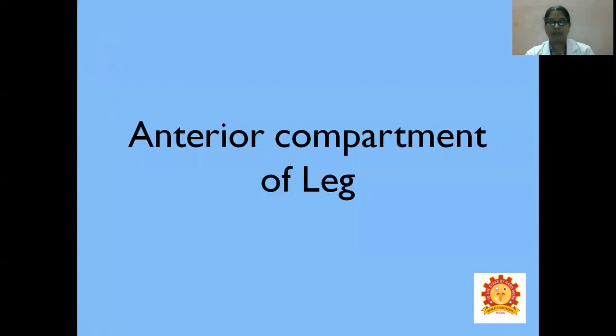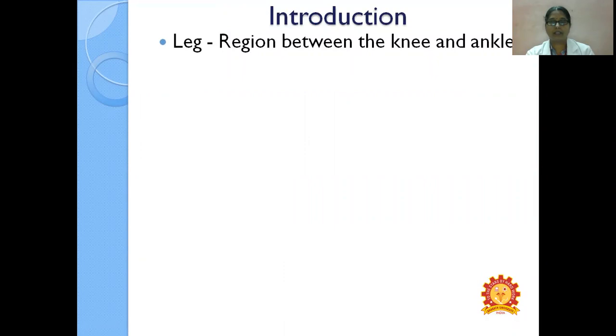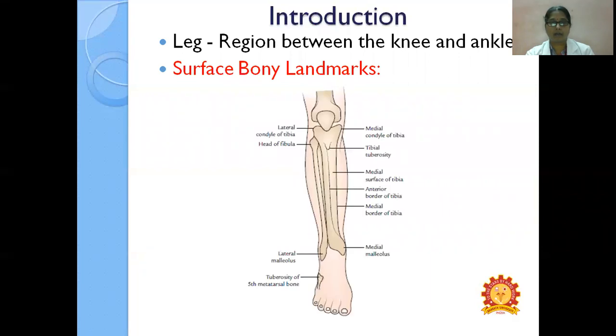So let's see first about the anterior compartment of leg. Leg is a region between the knee and the ankle. The important bony landmarks in the leg are: we have two bones in the leg. Medially it is the tibia, laterally fibula. Medially in the tibia, we have two condyles. In the upper end, there is a medial condyle of the tibia and the lateral condyle.